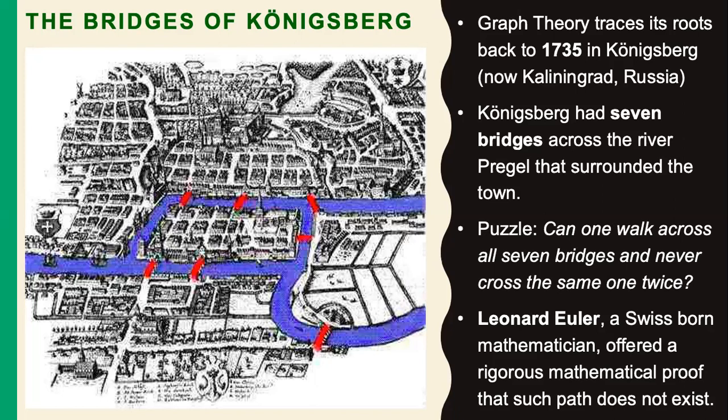Euler, a Swiss-born mathematician, offered a rigorous mathematical proof. And to solve this, he used graph theory. And actually, graph theory is not there yet. He is the one who started this, but for the theorems, the solution, he used mathematics. And the answer is there is no such path that you can use, so you can cross the 7 bridges without crossing the same bridge twice.